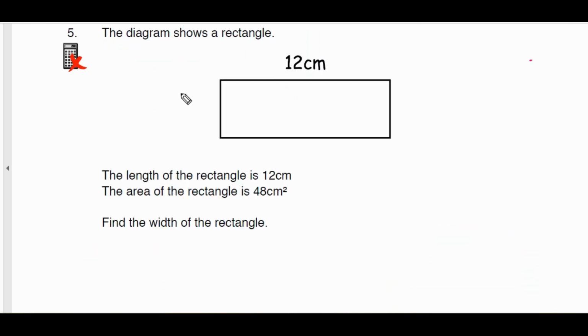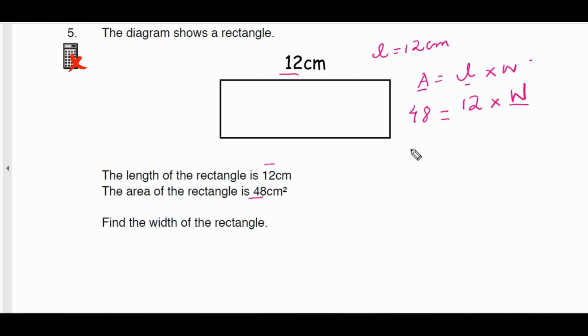Okay, now look at this question number 5. Here you are given the length. Length is equal to 12 centimeters over here. You should know the formula of the area of a rectangle, that is, area is equal to length times width. Okay. So we are also given the area of the rectangle, that is 48 centimeters squared, and we are given the length. So what we need to find over here is the width.